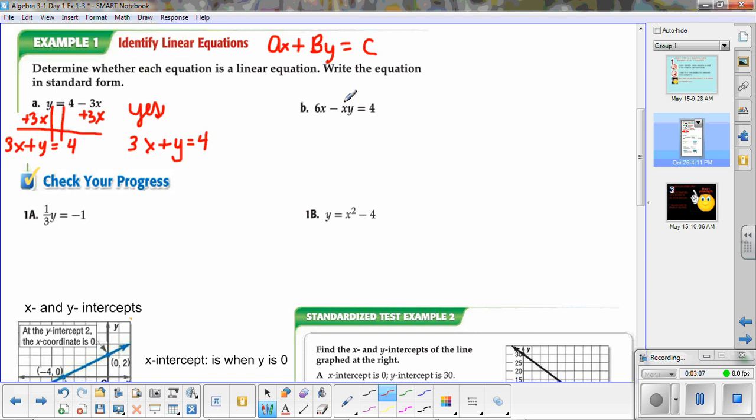In our next example, if I were to try and put this in standard form, I would have a little bit of a problem because of this right here, this minus xy. Nowhere in standard form do we have an xy term. We have an x term, a y term, and a constant. So this one right here is not linear.